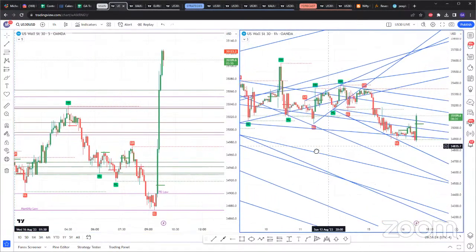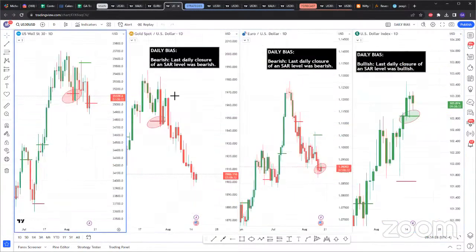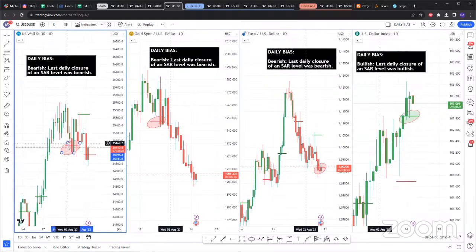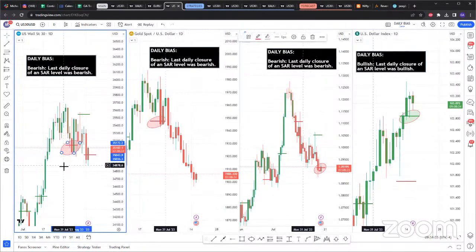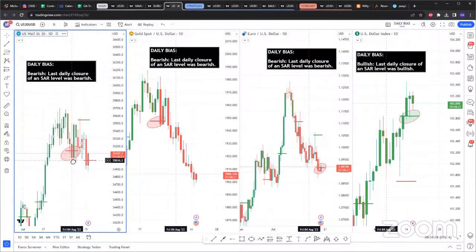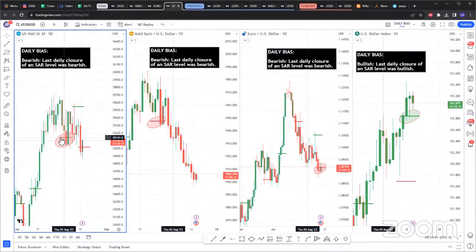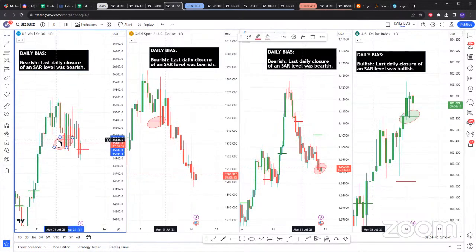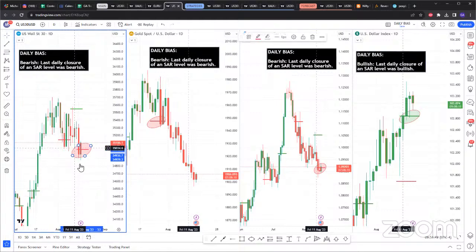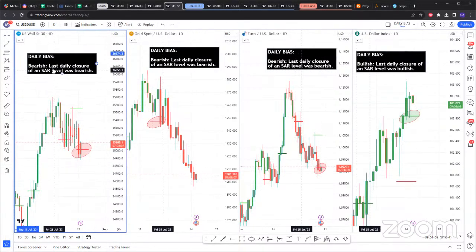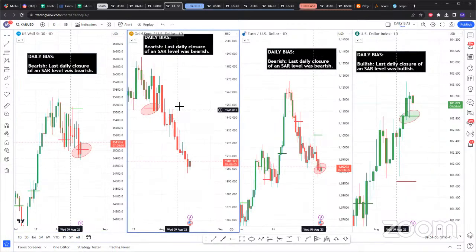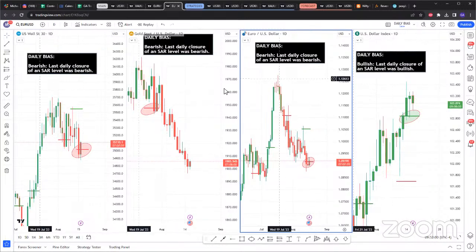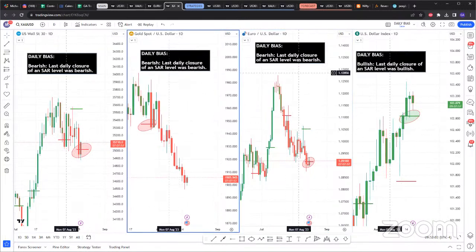So going over what we currently have, looking at the daily bias, my daily bias for US 30 is bearish. It's bearish because the last closure below a daily SAR was bearish. Gold, I'm still bearish for it. EU, I'm still bearish. And you can see the DXY, which is the dollar index, is bullish.